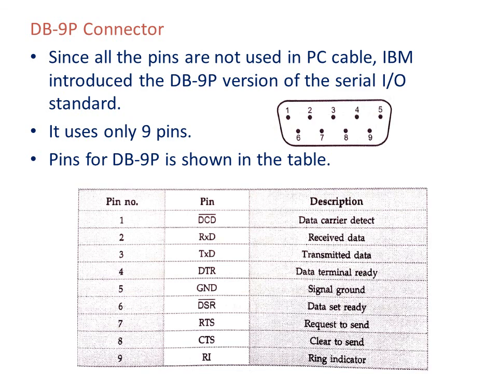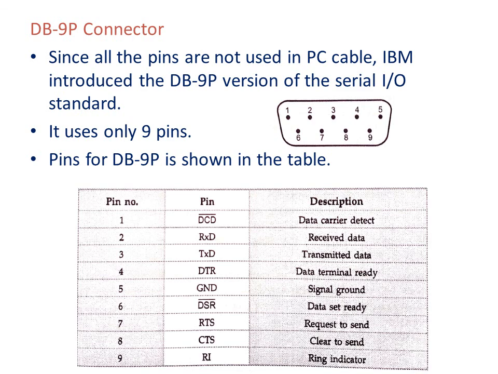The next topic is the DB9P connector. Since all the pins are not used in the PC cable, IBM introduced the DB9P version of the serial I/O standard, and that is shown in the figure. It uses only 9 pins, whereas the DB25P connector uses 25 pins.